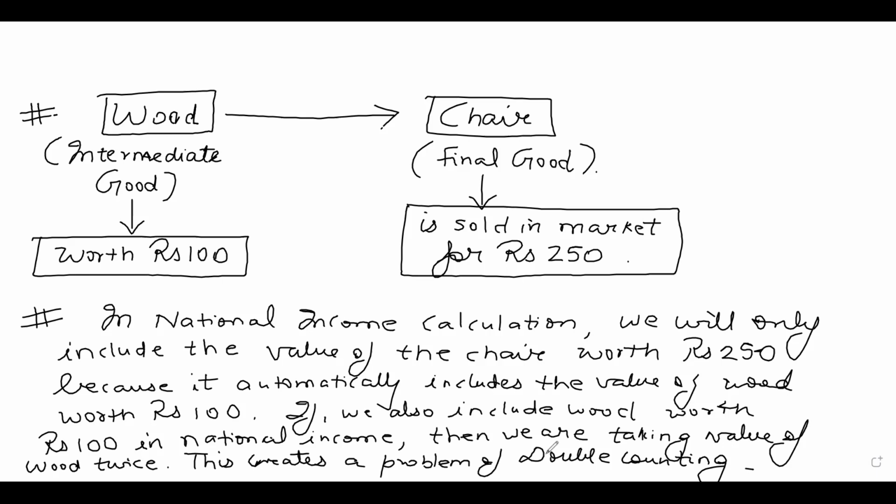So suppose if I have to decide from this example, what should be included in national income? In national income, we should only include the value of the final commodity, which in this case is chair, worth rupees 250. Because this 250 rupees automatically includes the value of the wood, which is 100 rupees. If you separately add 100 rupees worth of wood in national income, it will create a problem of double count. So hoping students have understood this and have no doubts. Coming back to the lecture note.